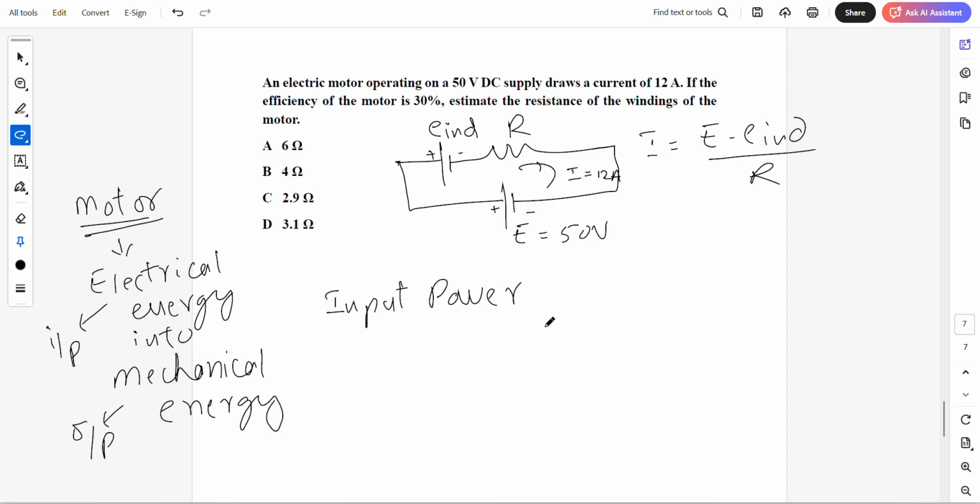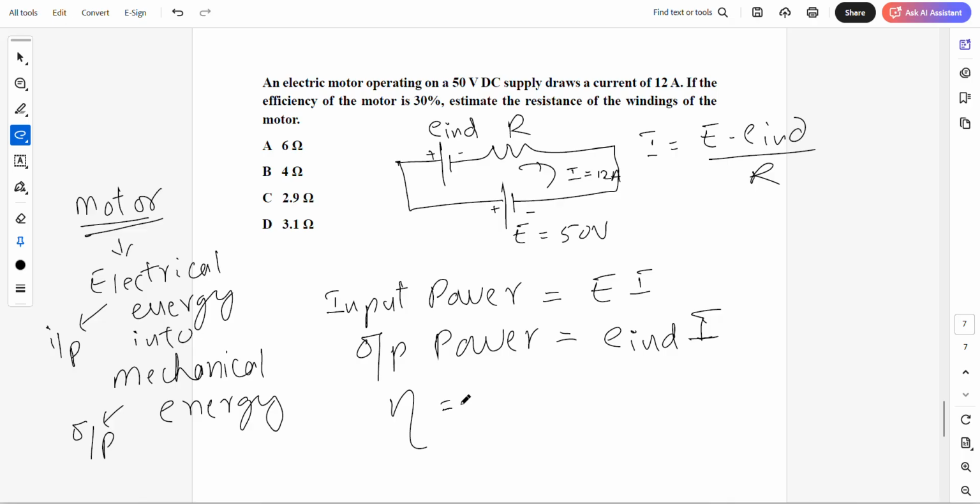Therefore, input power is equal to how much? That is E into I. What is the output power? Output power is the mechanical power. Output power is given by E induced into I.